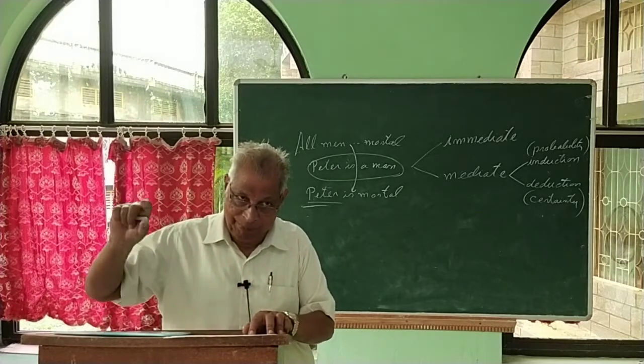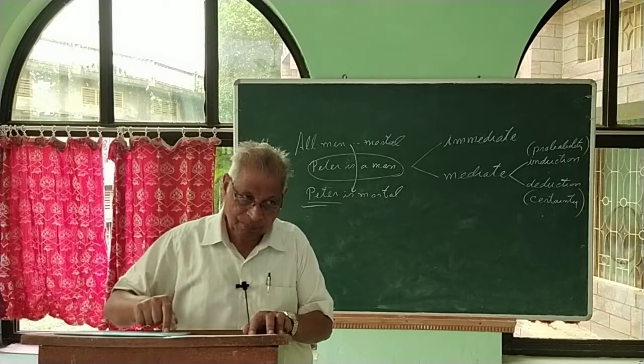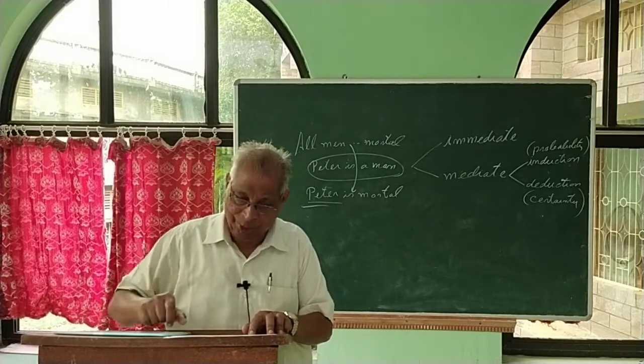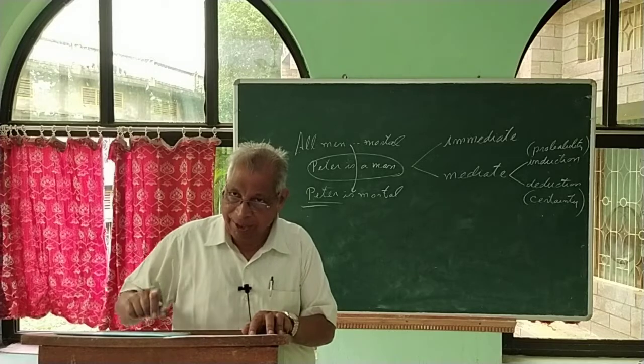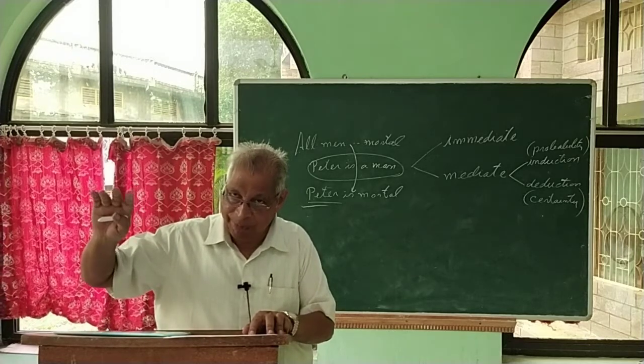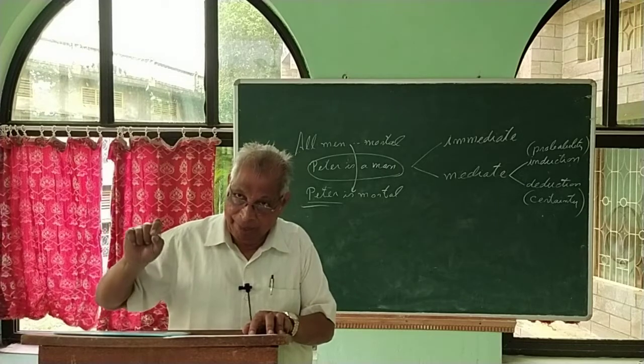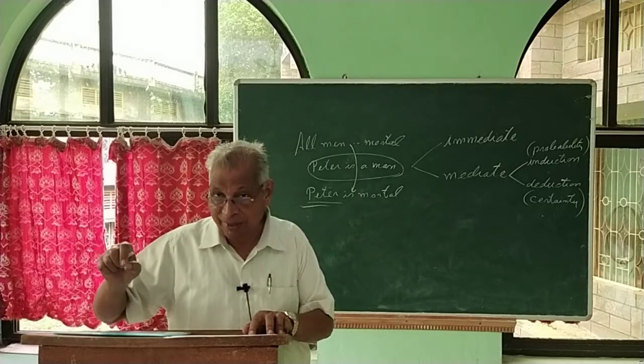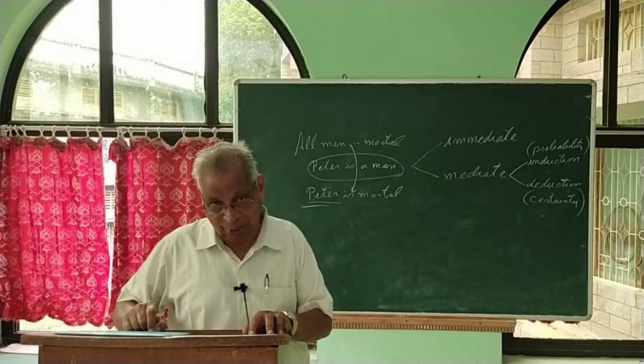So one premise will be major and minor, which we have not studied; we are going to study it immediately. The major premise, the first premise, will be a disjunctive proposition. The other two will be categorical.